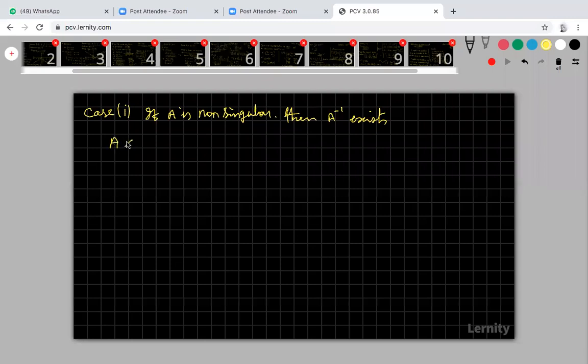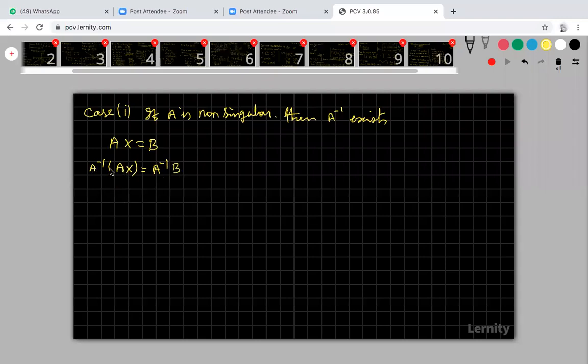We have AX = B, right? A is a given matrix, B is also given. We have to find out X. So I'm going to multiply both sides by A inverse. If you multiply by A inverse, what happens? A inverse into AX equals A inverse into B, pre-multiplying A inverse on both sides.